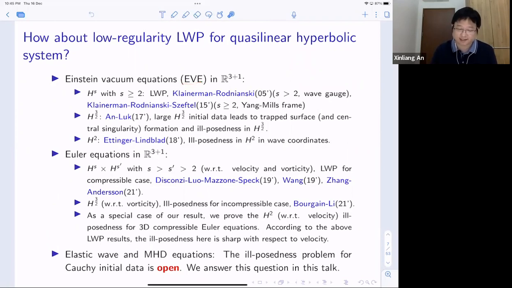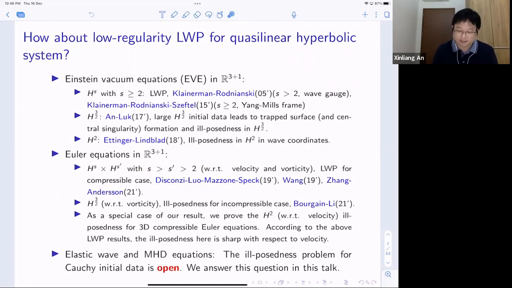We know that there is a gap between H3/2, the critical component, and H2. Similar things also happen for the Euler equation. For the Euler equation in R3 plus 1, we have two very physical quantities, the velocity and the vorticity. We require that the initial velocity is in HS with S larger than 2, and the vorticity is also in HS', with S' also larger than 2, satisfying some technical requirement.